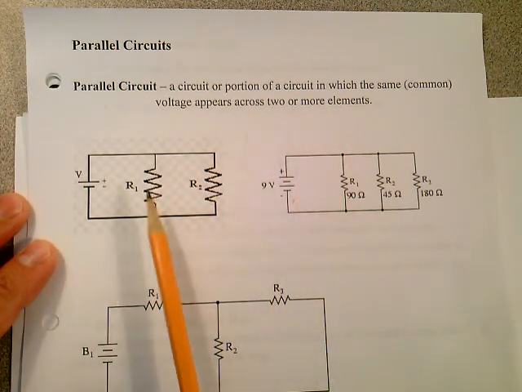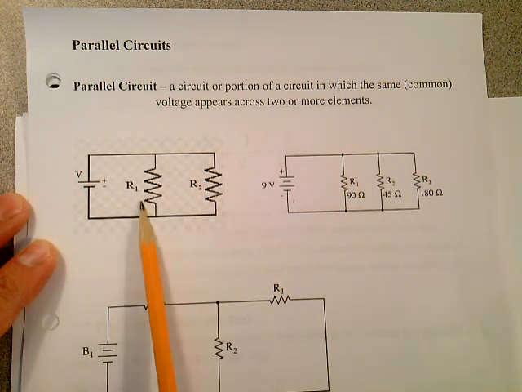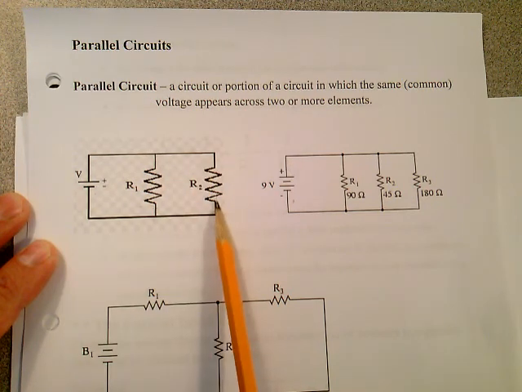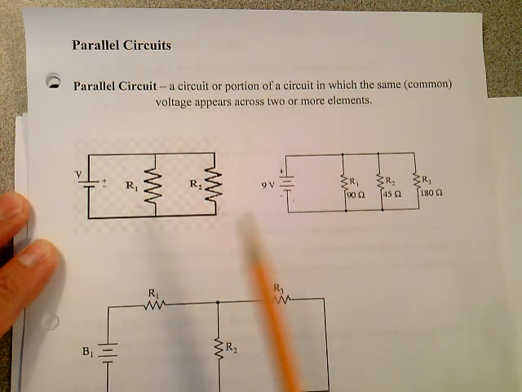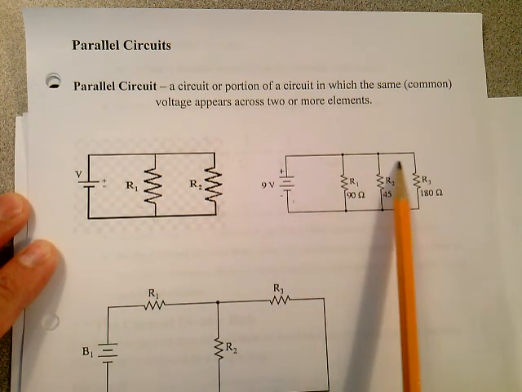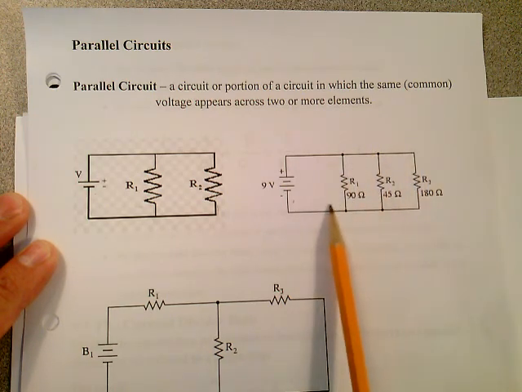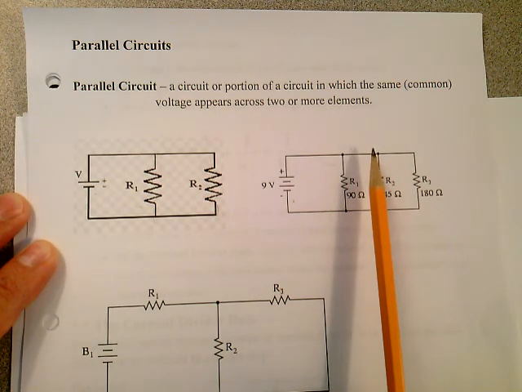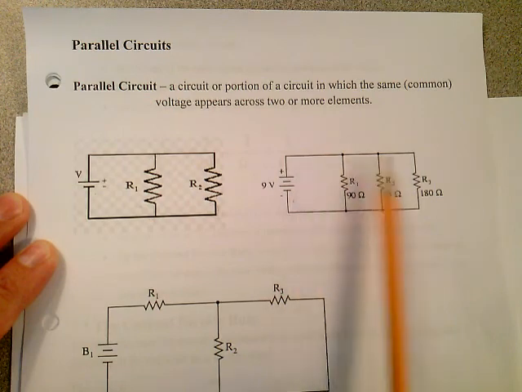And here's examples. Notice here we have a voltage source and we have two resistors. Pretty easy to see that they're in parallel. This side of the resistor is tied to this because that's a common point, and this side of the resistor is tied here, and that's a common point. Here there's three resistors in parallel. Electrically, these are all tied to the same point on the top, and electrically they're all tied to the same point on the bottom. That puts the same common voltage across all those resistors, which is 9 volts in that case.